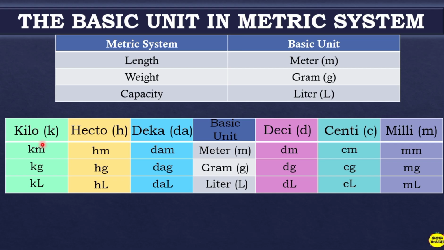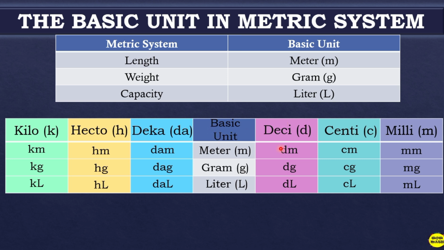Or, para mas madaling ma-memorize, you may use the acronym: King Henry died by drinking chocolate milk. So, ibig sabihin, K is for kilo, hecto, deca, the basic unit, deci, centi, milli.